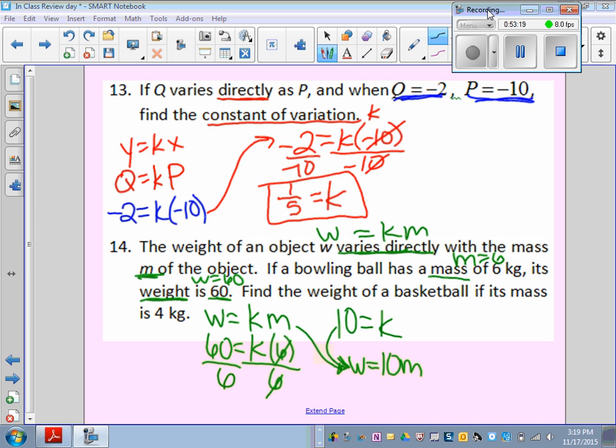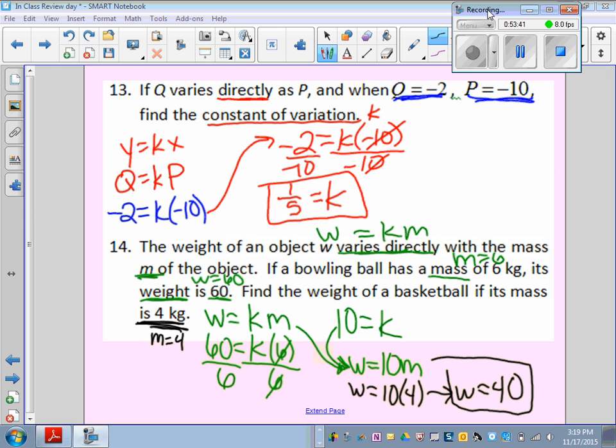Find the weight of a basketball if its mass is 4 kilograms. So M here is 4. So I just simply take 4 and substitute it in for M. W equals 10 times 4, because M is just 4. And I have that my weight is 40. Look for units, but they didn't give us any units for weight. Again, direct variation always starts off with this equation y equals K times x, or whatever variables you have there. I think that's the last one.